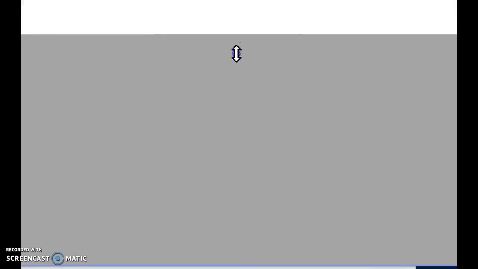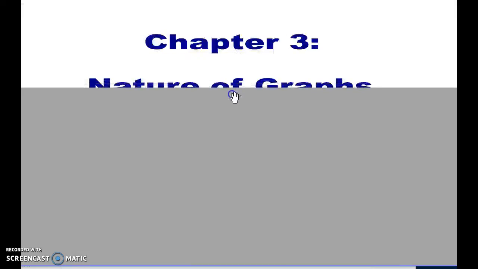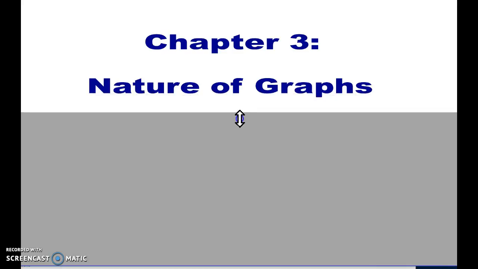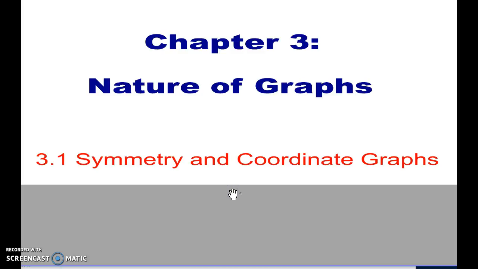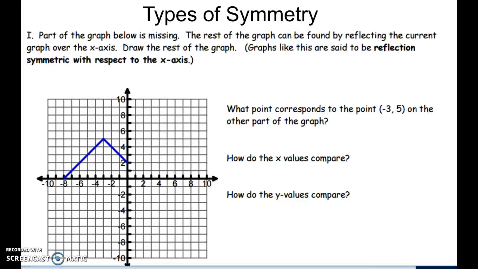We've skipped chapter 2 just for a moment. We'll come back and cover some topics about matrices, but we're moving on to chapter 3, nature of graphs. The very first section we're going to cover is symmetry and coordinate graphs. Much of this you can do on your own, so we will cover 3.1 more in depth in class, but I want you to have this background prior to arriving to class next time. So follow along with me as we talk about types of symmetry.